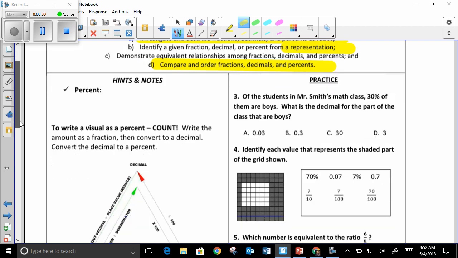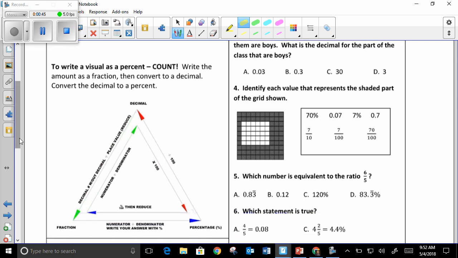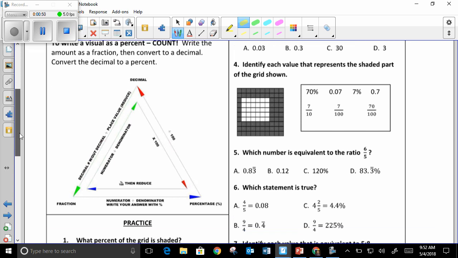So let's go ahead and look at our hints. Make sure that you know how to change a fraction to a decimal, decimal to fraction, decimal to percent, percent to fraction, etc. This little chart might be able to help you write the amount as a fraction, then convert it to a decimal, and then convert the decimal to the percent. So here is your decimal, and then it shows you how to change it to a fraction. Make sure that you reduce.